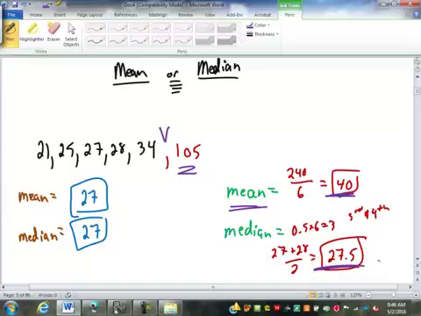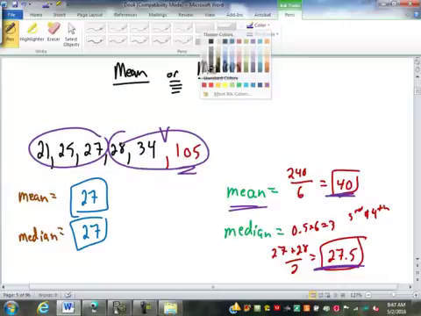Down here, the median went from 27 to 27.5. Still has half the numbers smaller and half the numbers larger. It's still in the middle. The median is commonly accepted to be the better measure of center. It's more stable, is the big thing.